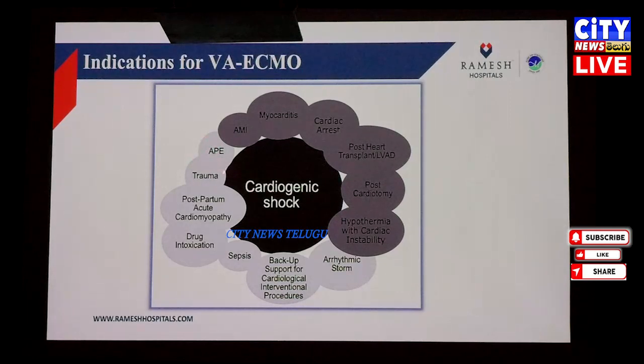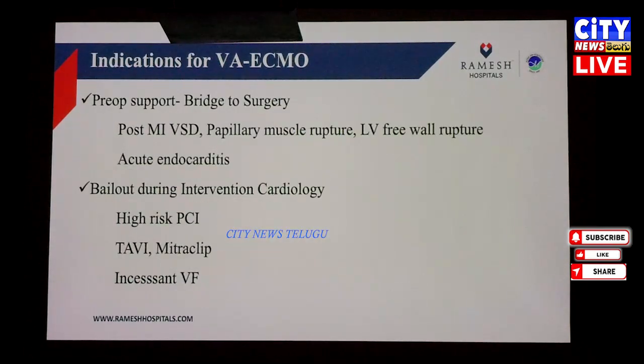Acute pulmonary embolism, post-trauma with lung contusion or myocardial contusion, postpartum cardiomyopathy. Certain drugs can produce severe myocardial depression or they can be arrhythmogenic. So those drugs also you can use. Sepsis and in some conditions of cardiological procedures. Like it can be used in interventional cardiology, high-risk procedures for high-risk PCIs, patients undergoing TAVI with poor LV, MitraClip procedures, or patients having malignant arrhythmias.